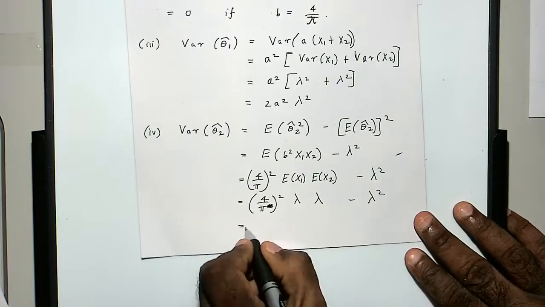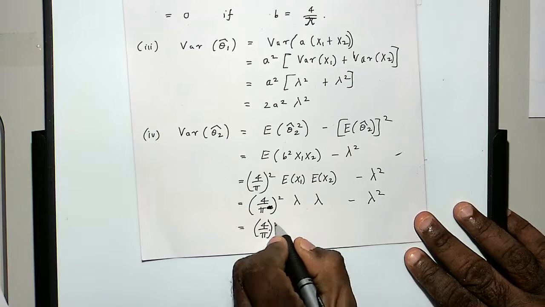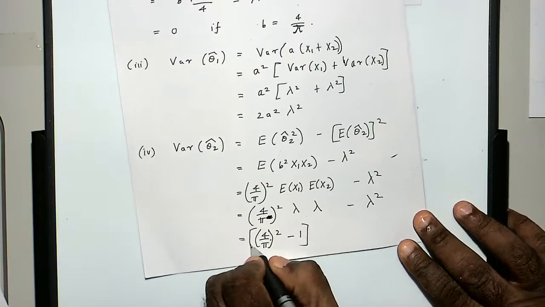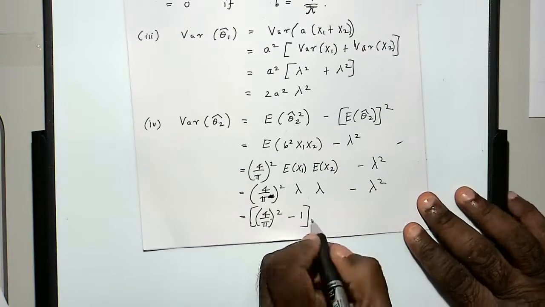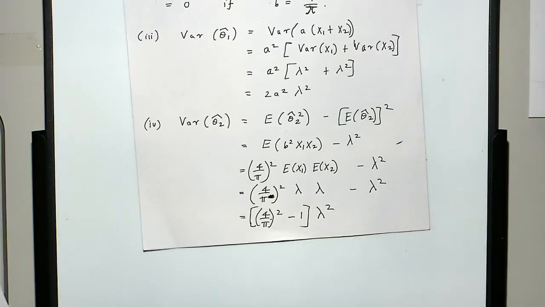So the answer will be 4 divided by pi squared minus 1 in brackets, and lambda squared outside, right? So that completes part 4, and part 5, I'm sure you can do it by yourself.